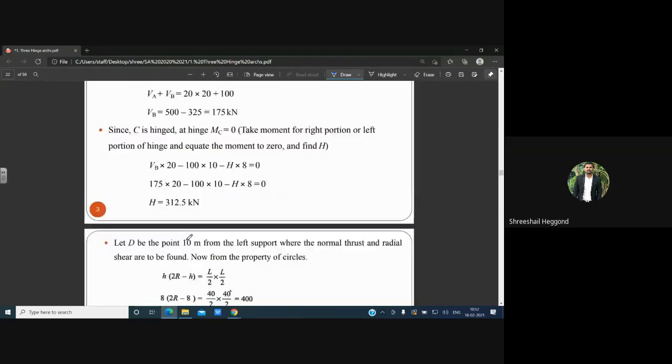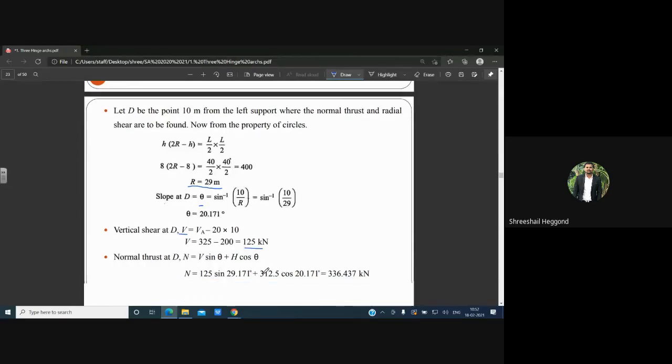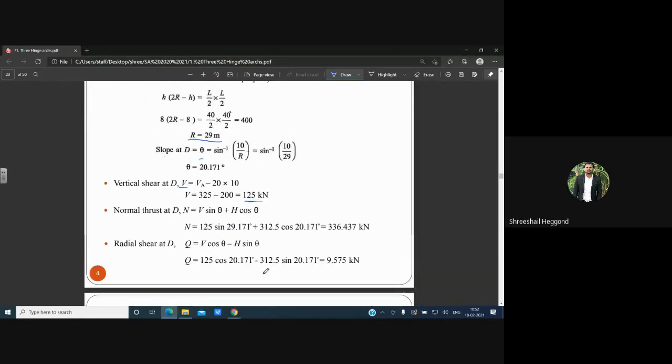After calculating V value, you can write expression for the normal thrust and radial shear, which is already given in our previous class also. That is N equal to V sin theta plus H cos theta. V is vertical load or reaction, H is horizontal thrust, which is calculated already. Theta value is known, you can substitute the values. V is 125 sin 20.171 degrees, as well as the H value is calculated as 312 cos 20.171.